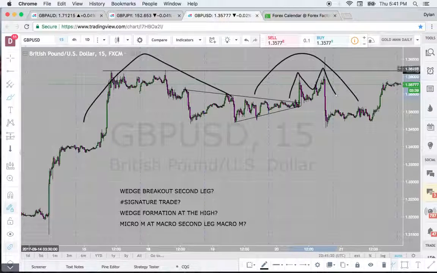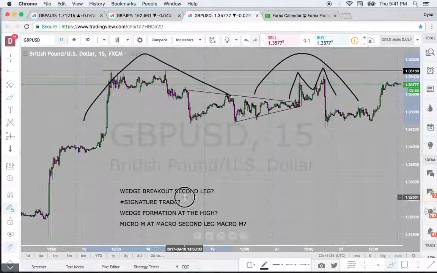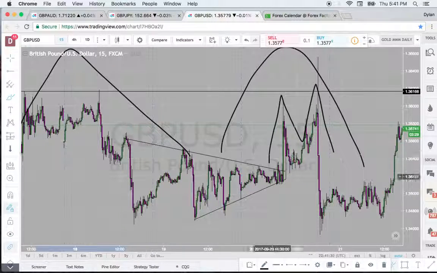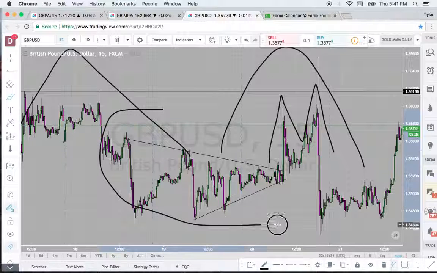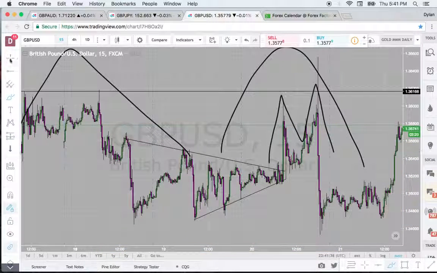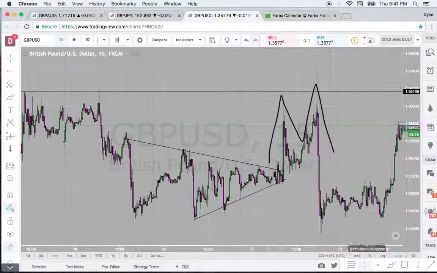inside of all of this micro macro madness, is what we have as our signature trade right here. This right here is our signature trade. Played out perfect. Now, let me delete some of this stuff. What is our signature trade for those that may not know about it? It's so simple. It's basically a wedge formation.